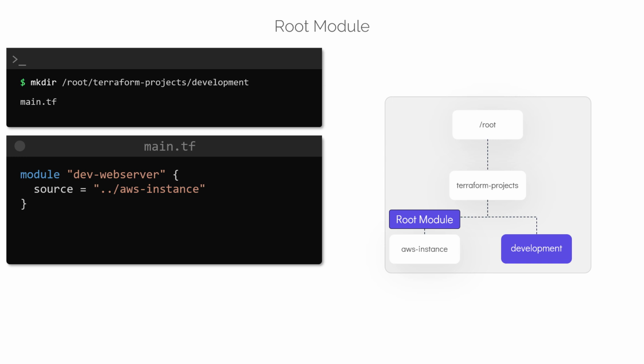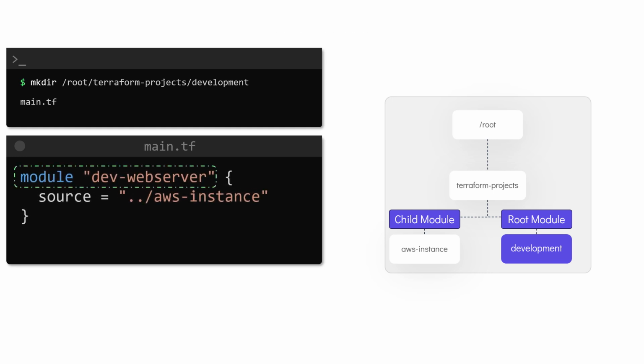Since our configuration directory where we'll be running Terraform commands is now the development directory, it becomes the root module, and the AWS instance directory that we are calling from within our main.tf file is considered to be the child module. Let us inspect the syntax of the module block closely. We use the module keyword followed by the logical name of the module. In this case, we have called it dev web server. Inside the module block, we have one required argument, which is the source. This is the path where the child module is stored.